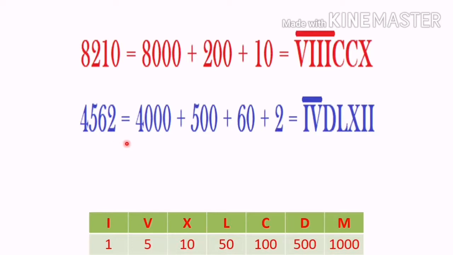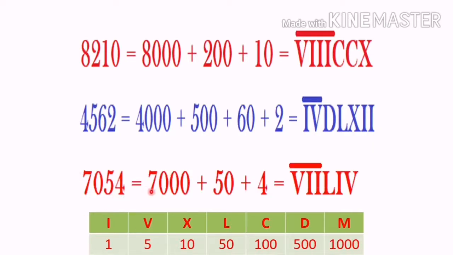Our next problem, 4562. Expanded form, 4000 plus 500 plus 60 plus 2. How do we represent 4000? Write 4 and put a bar on the top. 500, D. 60, L, X: 50 plus 10 gives 60. 2, I.